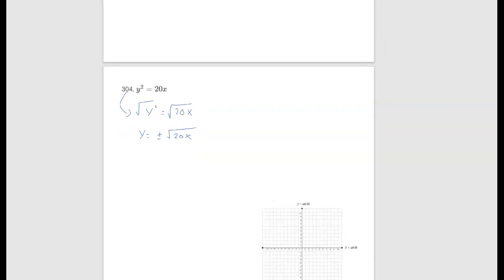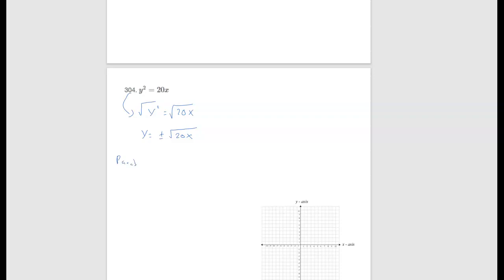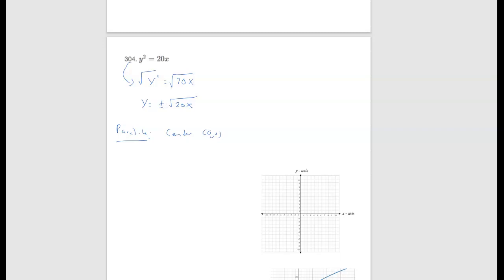And this is 304. Now for 304, you have to recognize that you have a quantity squared. So technically you have y squared is equal to 20x. And if you're trying to isolate it in terms of the y's, you could take the square root and the square root and end up with y is equal to plus and minus the square root of 20x. So in this case, this is going to be a parabola with center at 0, 0. And then because you end up with the plus and minus, your parabola is going to actually go in this direction.